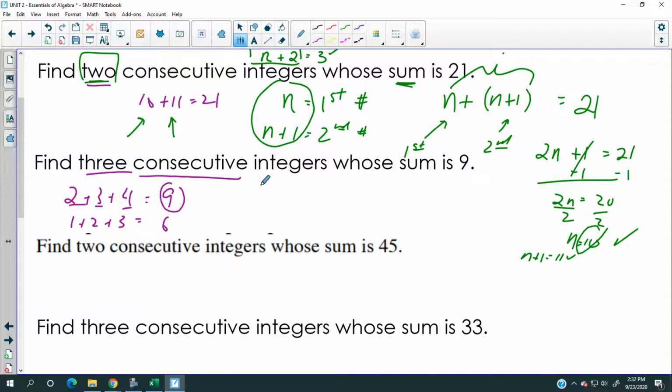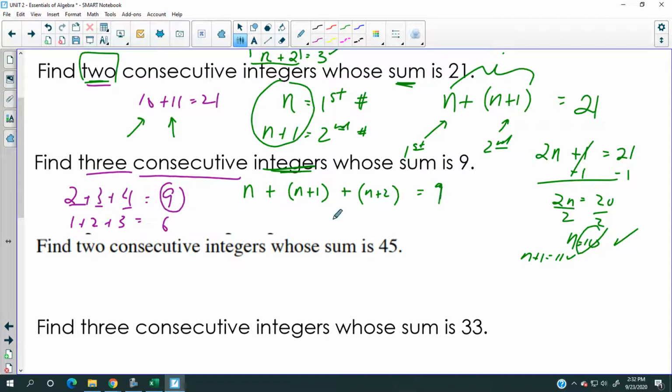Look at this next one. Find 3 consecutive integers whose sum is 9. So n is the first number, n plus 1 is the second number, plus n plus 2 is the third number. First number, second consecutive number, third consecutive integer. It's integers too, by the way, whole numbers. The sum is 9.